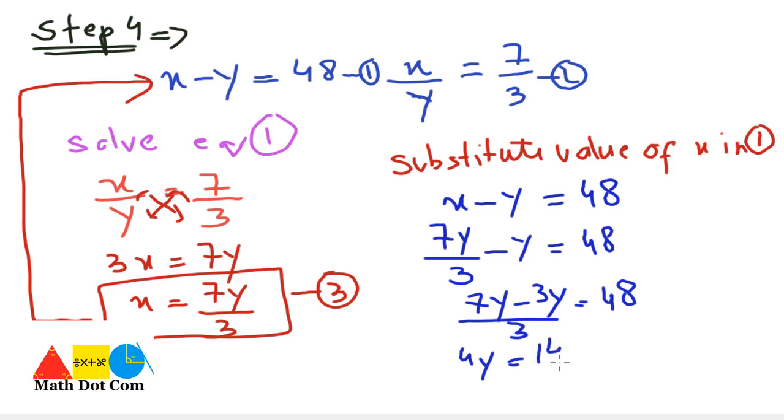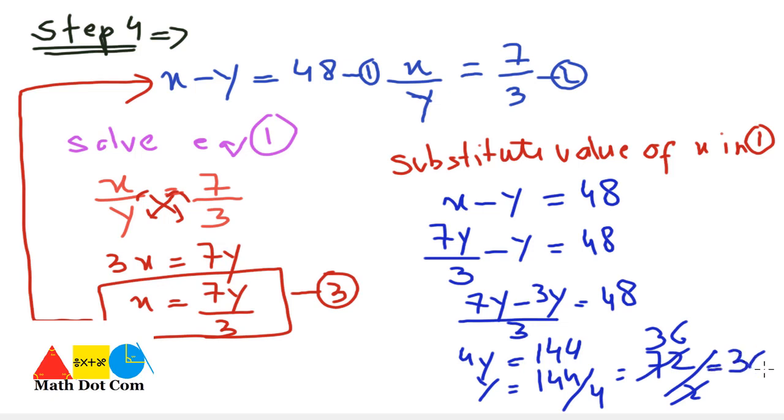That is 144. y is equal to 144 by 4 equals to 36. So the value of y came out to be 36.